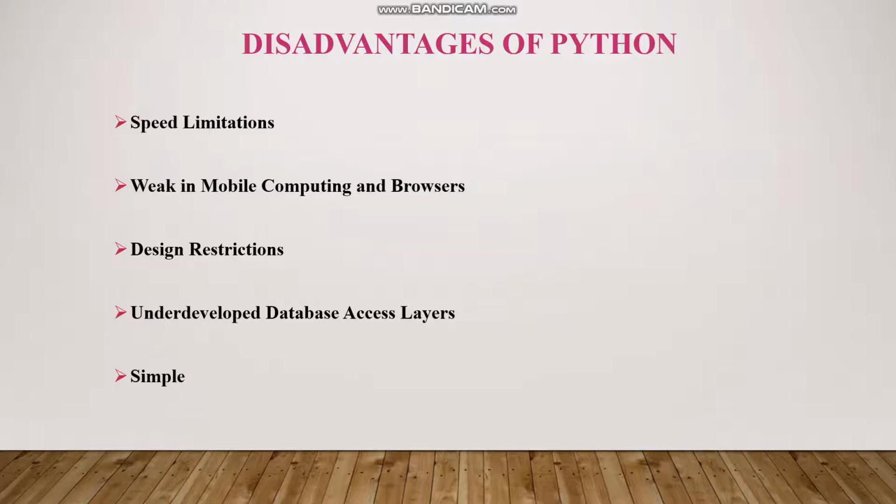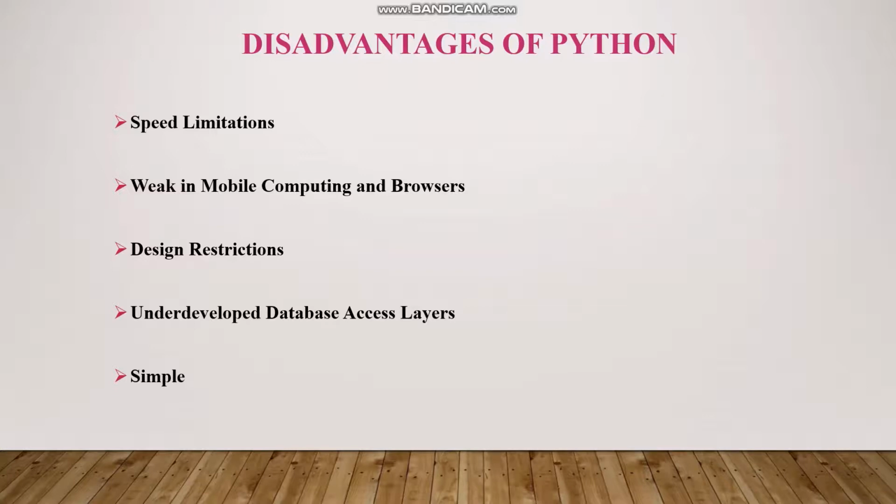Third one is design restrictions. As you know, Python is dynamically typed. This means that you don't need to declare the variable while writing the code. It uses duck typing, but wait, what's that? Well, it just means that if it looks like a duck, it must be a duck. While this is easy on the programmers during coding, it can raise runtime errors.